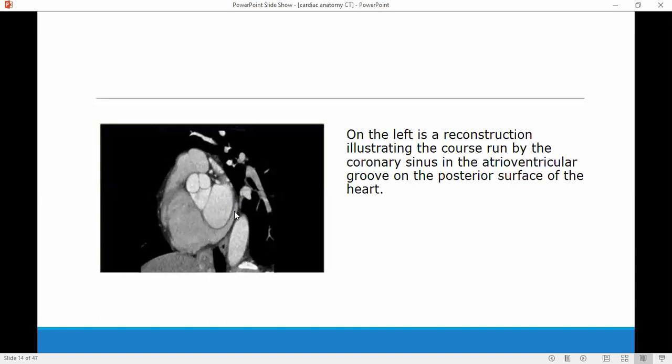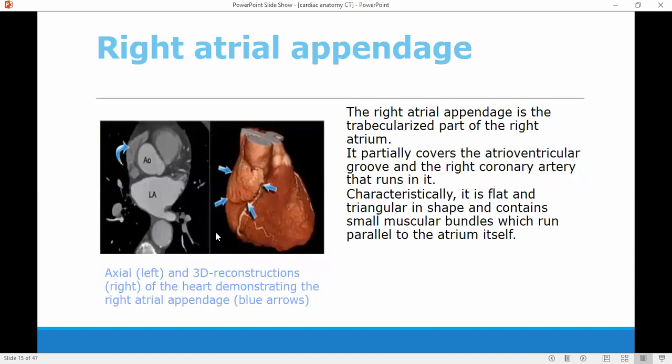This is the right atrial appendage. The right atrial appendage is the trabeculized part of the right atrium. It partially covers the atrioventricular groove and the right coronary artery runs in it. Characteristically, it is flat, triangular in shape, and contains small muscular bundles which run parallel to the atrium itself.